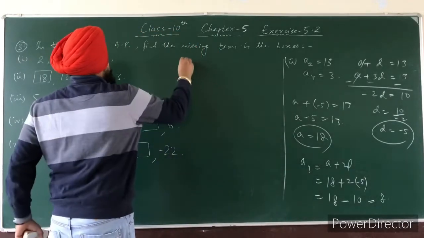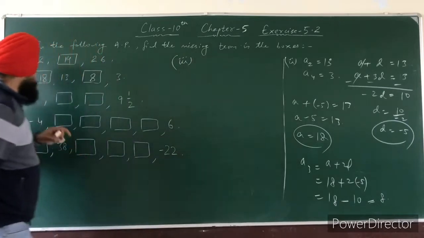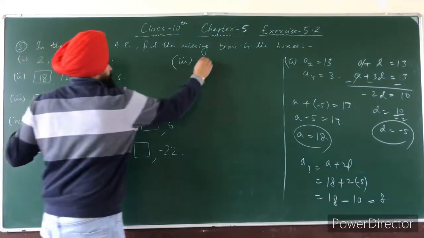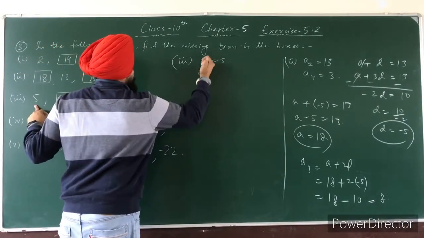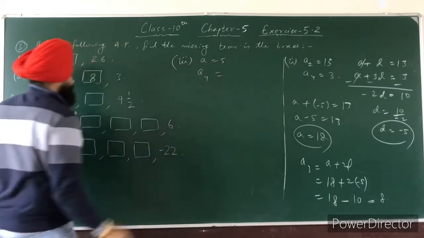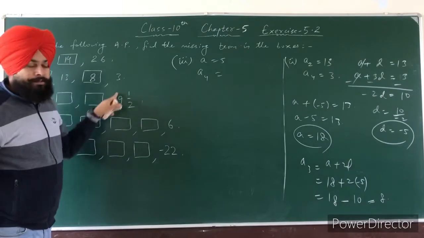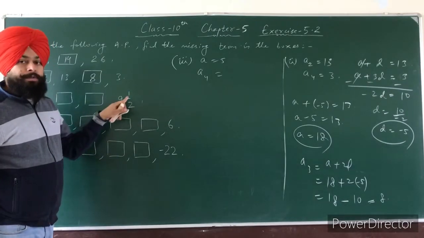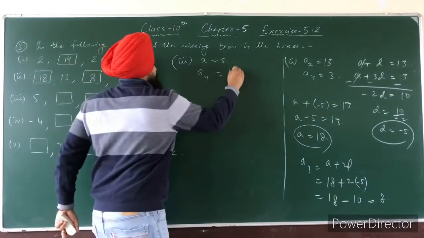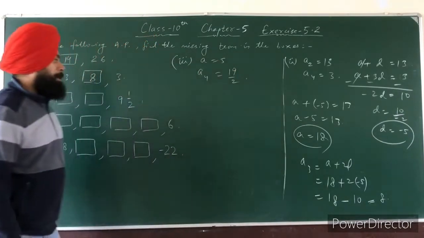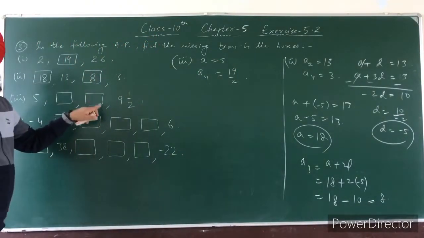So see here. First write this: a is 5 and a4 is 9 1 over 2. So convert this mixed fraction into an improper fraction. 2 9s are 18, 18 plus 1 is 19. It is 19 over 2. Now you can find the second term and the third term.